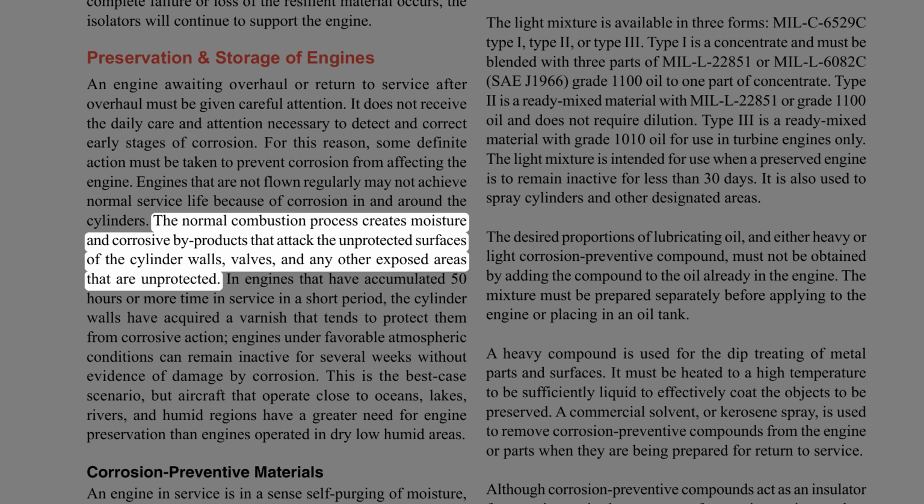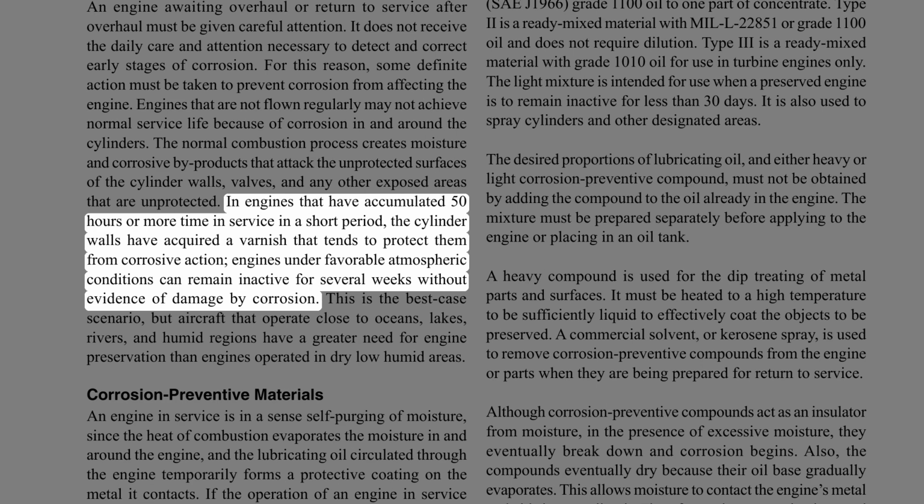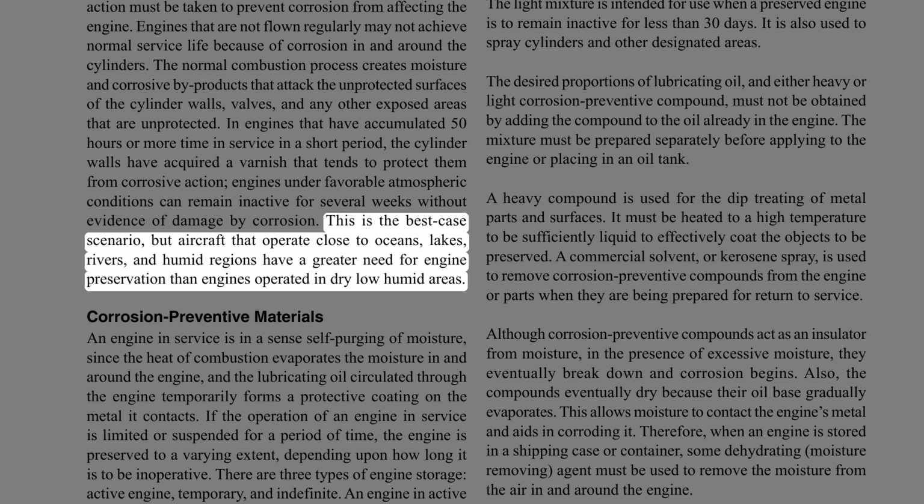The normal combustion process creates moisture and corrosive byproducts that attack the unprotected surfaces of the cylinder walls, valves, and any other exposed areas that are unprotected. In engines that have accumulated 50 hours or more time in service in a short period, the cylinder walls have acquired a varnish that tends to protect them from corrosive action. Engines under favorable atmospheric conditions can remain inactive for several weeks without evidence of damage by corrosion. This is the best-case scenario, but aircraft that operate close to oceans, lakes, rivers, and humid regions have a greater need for engine preservation than engines operated in dry, low-humid areas.